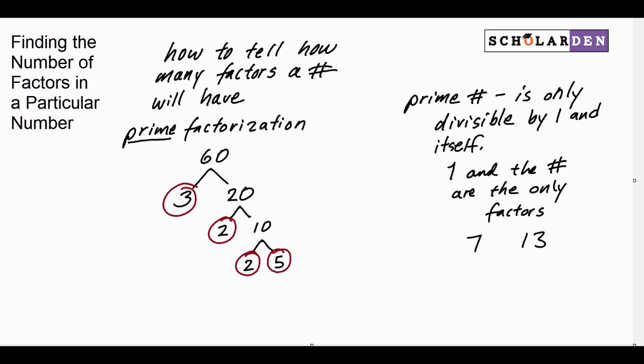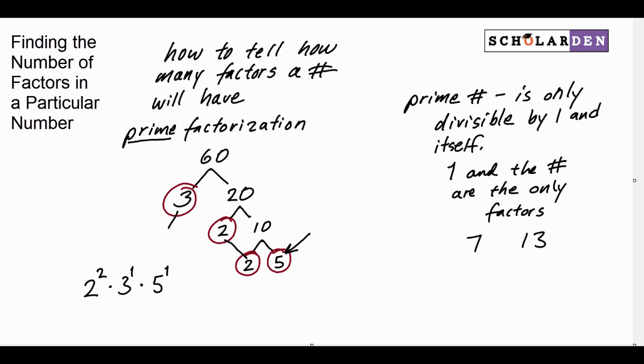Then what you want to do is write this from the lowest numbers to the highest. So 2 is the lowest prime factor. 2 times 2 is 2 squared. And then there's 1 three, so I could think of that as 3 to the 1 power. And then there's 1 five. That's 5 to the 1 power. So that's the prime factorization.